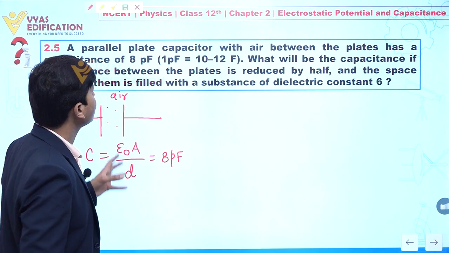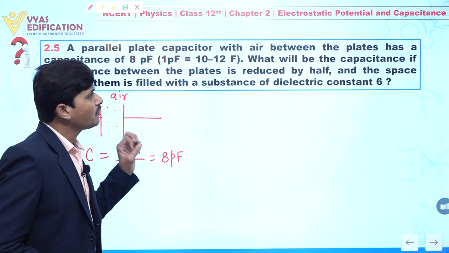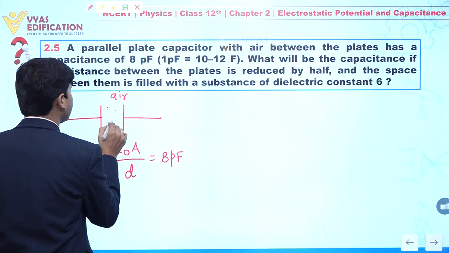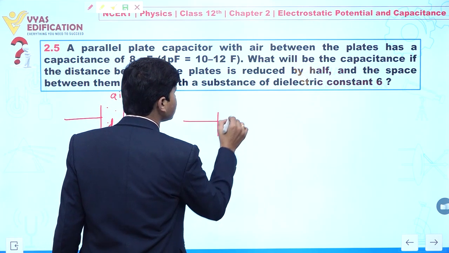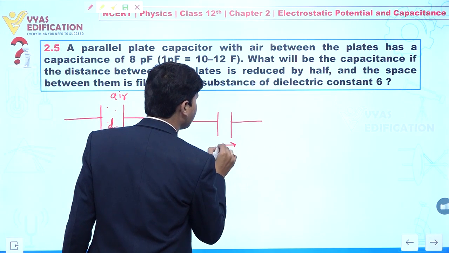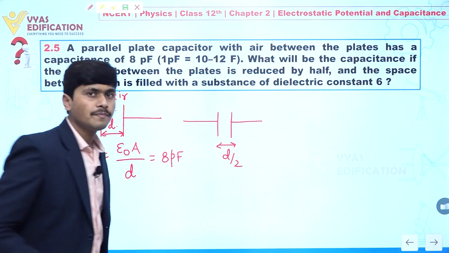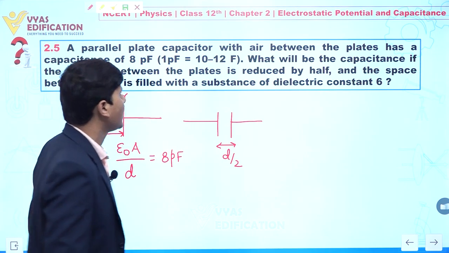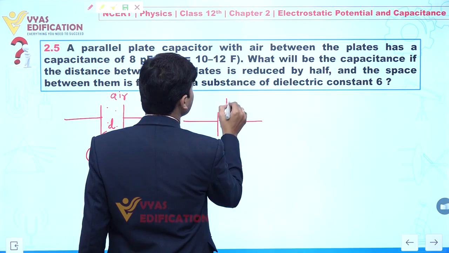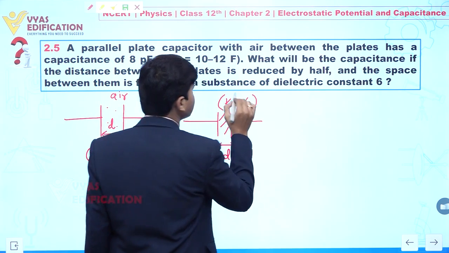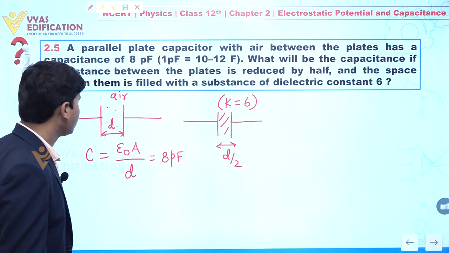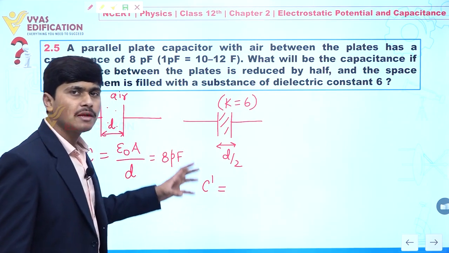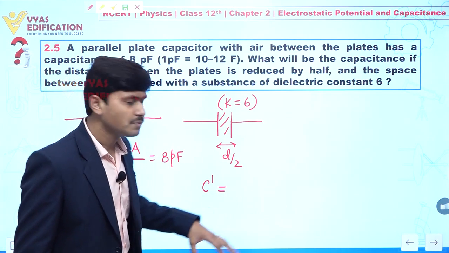Now in the next situation, the distance between the plates is reduced by half. Suppose the first distance is D, then in the second situation the distance is D by 2. It is also given that the space between them is filled with a dielectric of constant 6, so the value of K is 6. Clear?